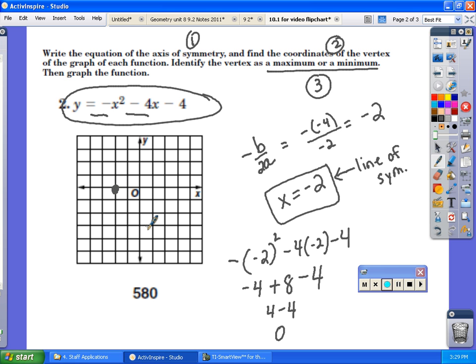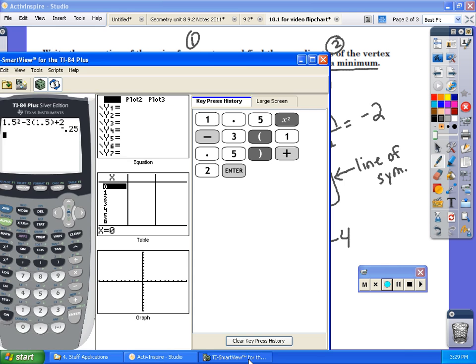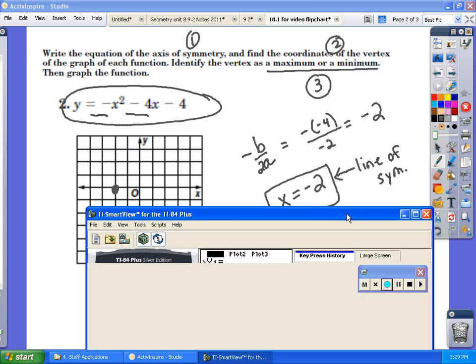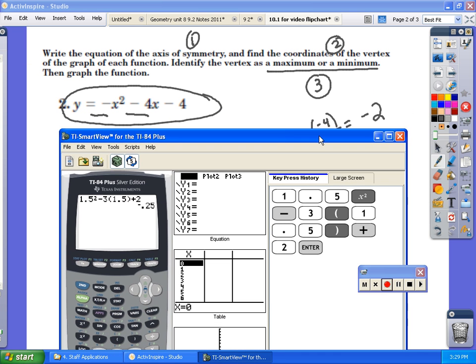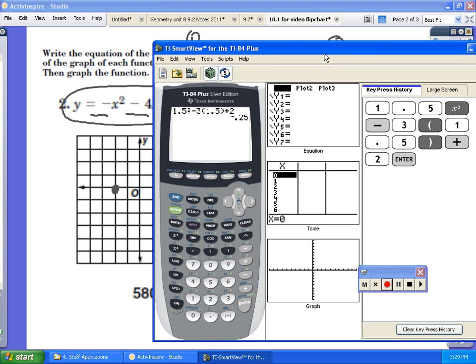There's our vertex. Now, in order to get the other points, I'm going to use my calculator. So I'm going to plug in the original equation, which would be right here, negative x squared. So I'm going to go ahead and clear this.